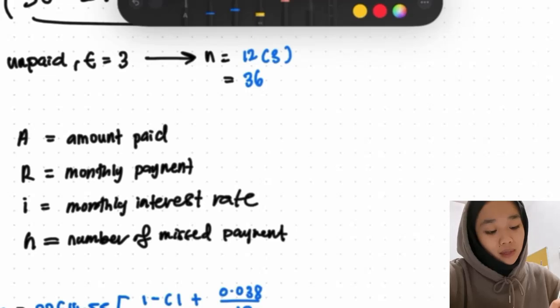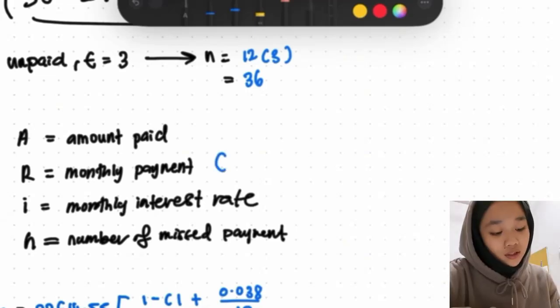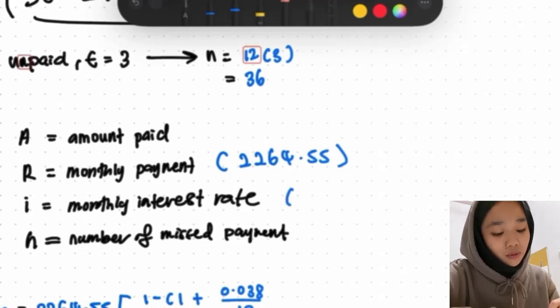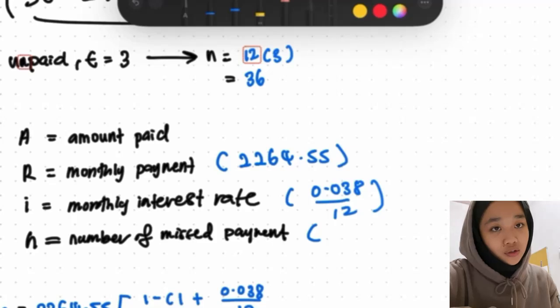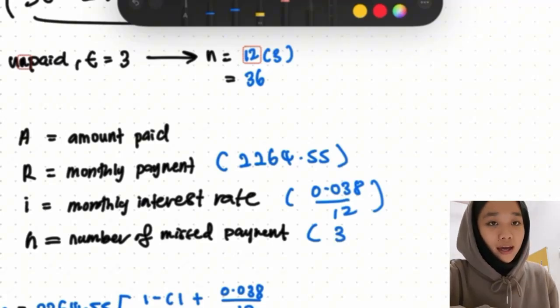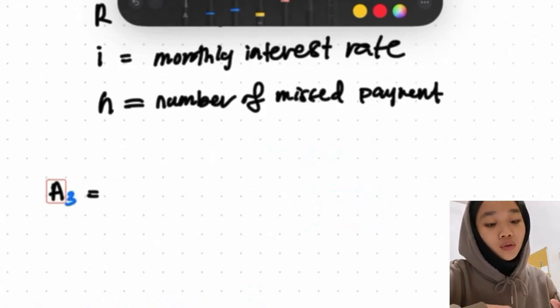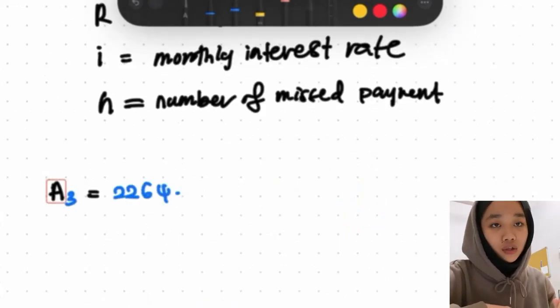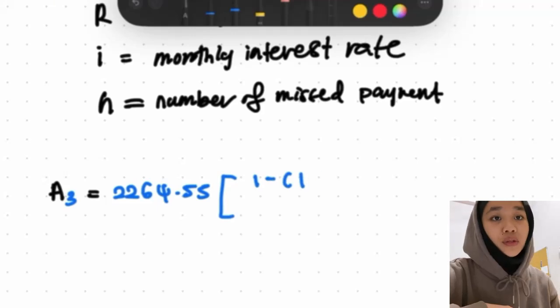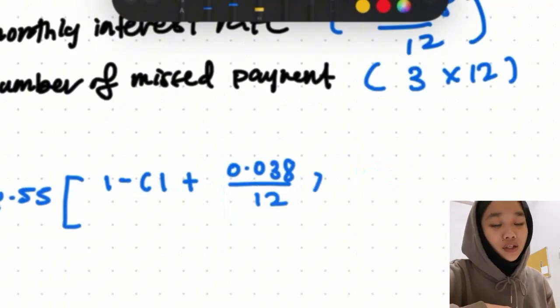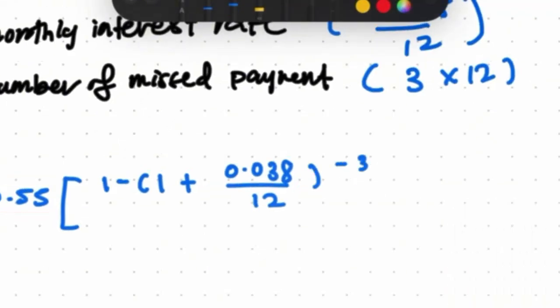So, the monthly payment is 2,264 ringgit 80 cents. Meanwhile, the monthly interest rate is 0.038 over 12, and the number of remaining payment years is 3. So now, we include all the information into the equation. And now, we substitute all the information into the equation.